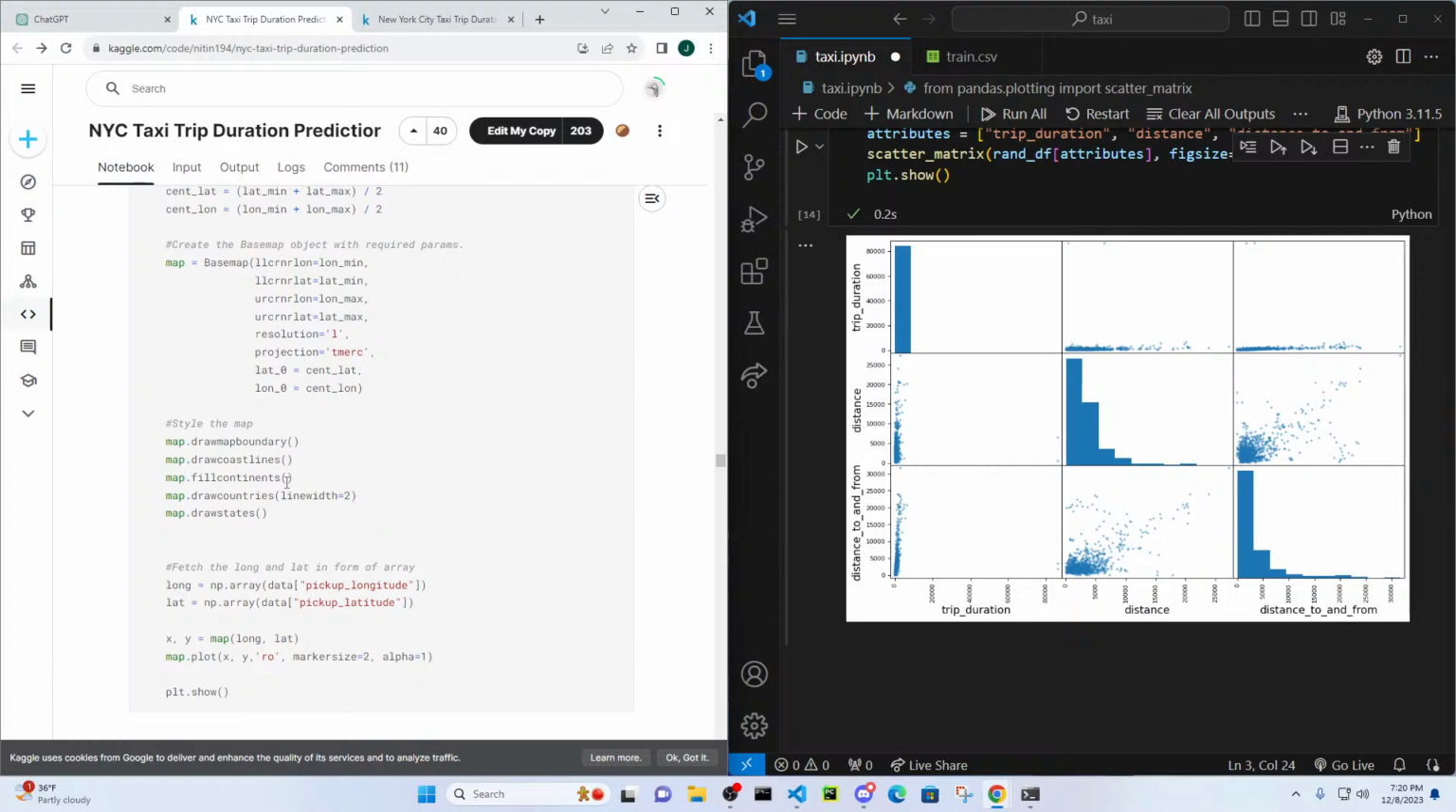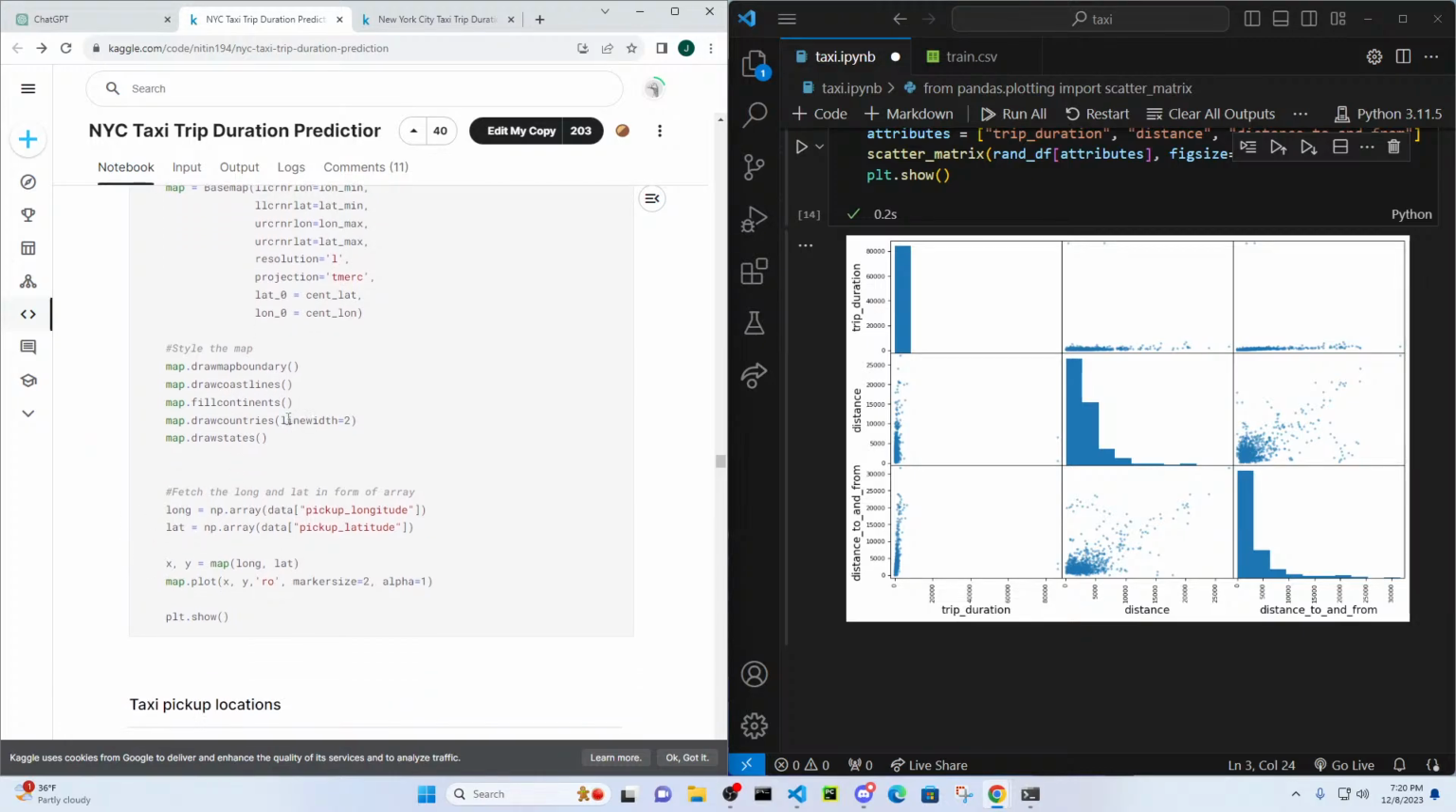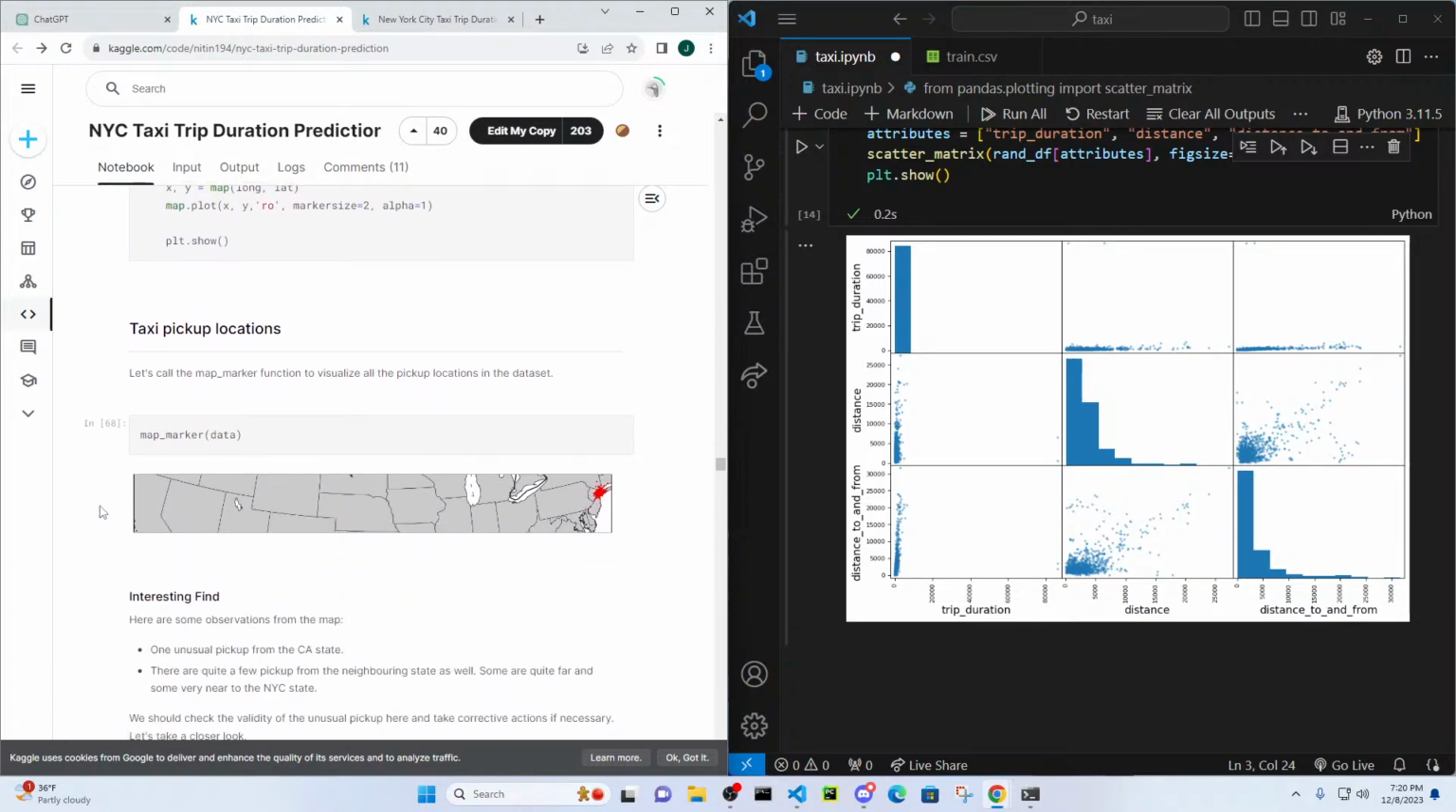Draw boundary, coastlines, fill continents. All right. Cool. Map marker data. This is small. I wish he didn't cut it out. I wish he showed the whole thing, including the ocean, because I'm sure we'd see some red. Yeah, I see a red dot in California.